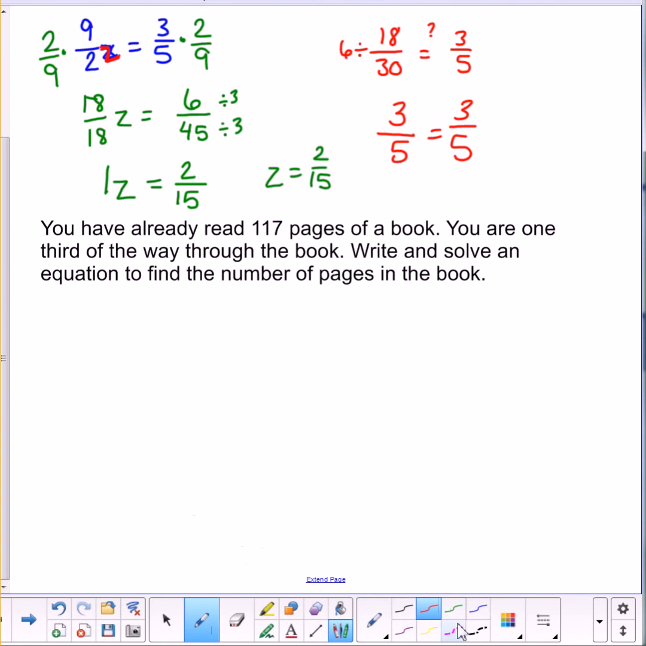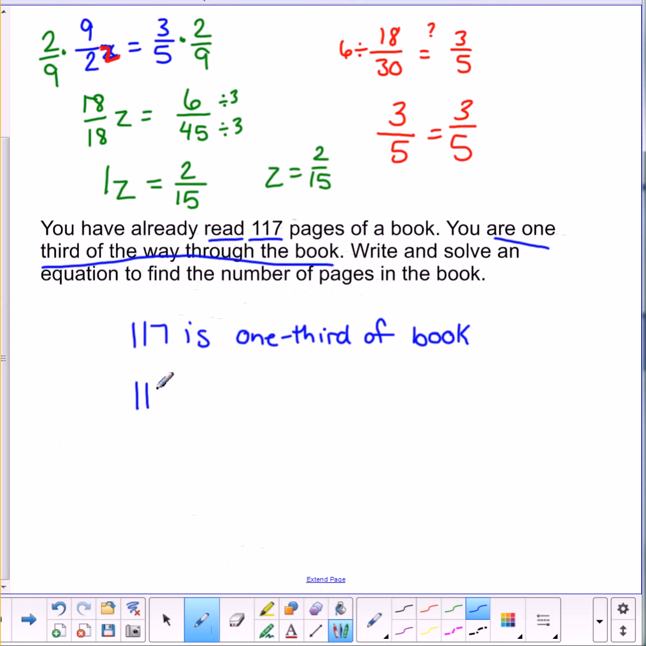Here we have our last problem, a word problem, just to review how to dig out all our information. You have already read 117 pages of a book. You are 1/3 of the way through the book. Write and solve an equation to find the number of pages in the book. So, 117 is 1/3 of the book. This is our equation right here, written in words.